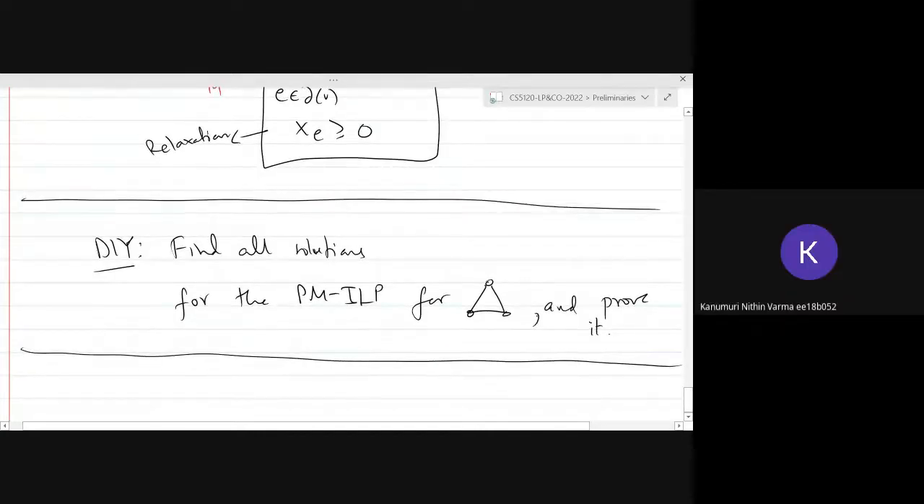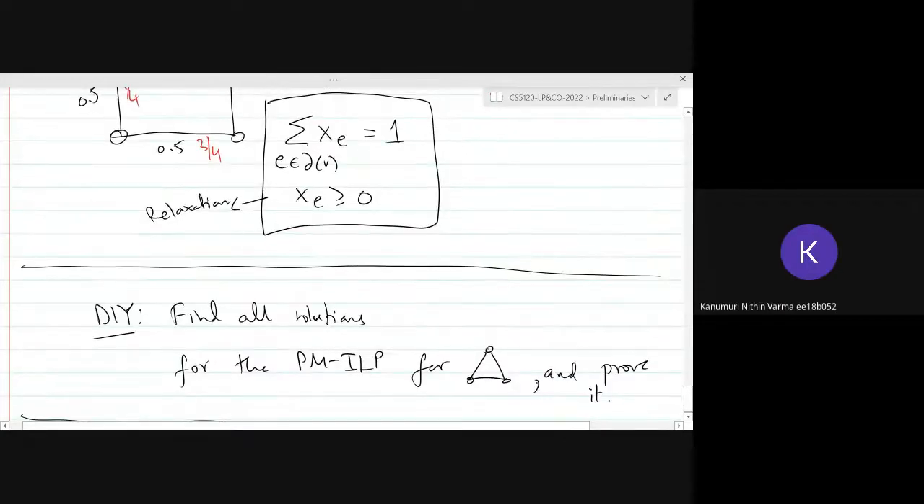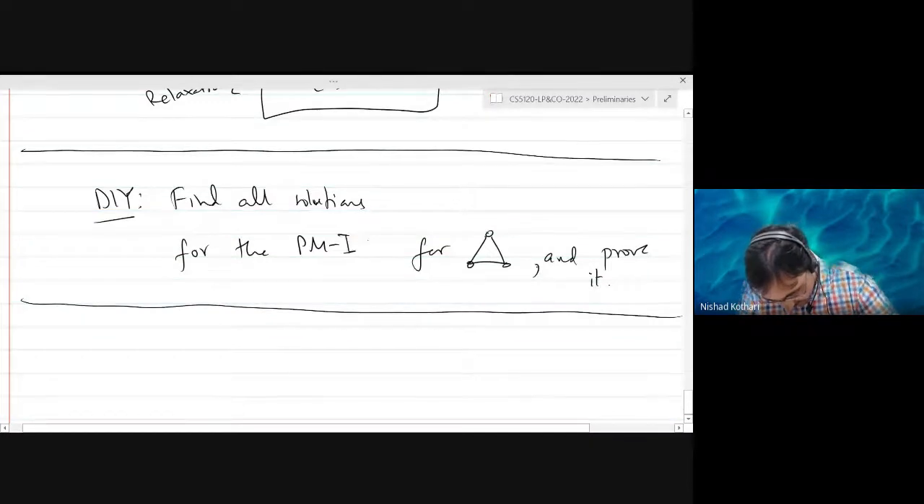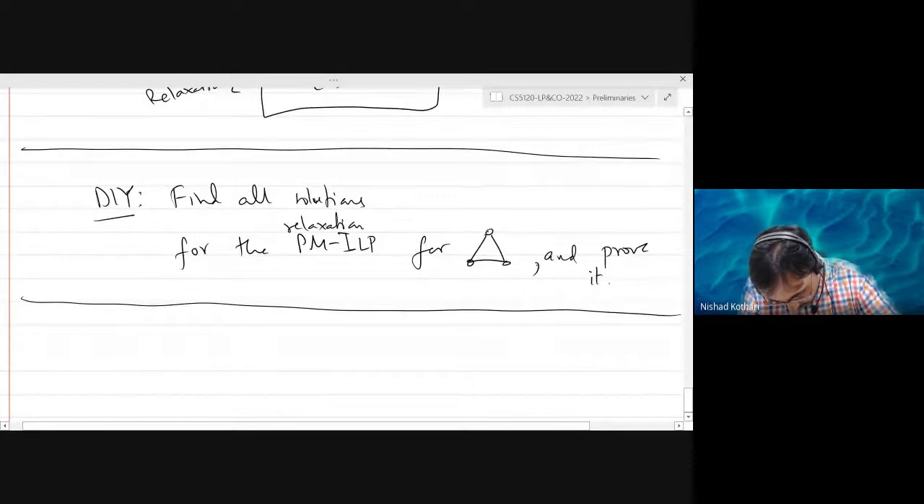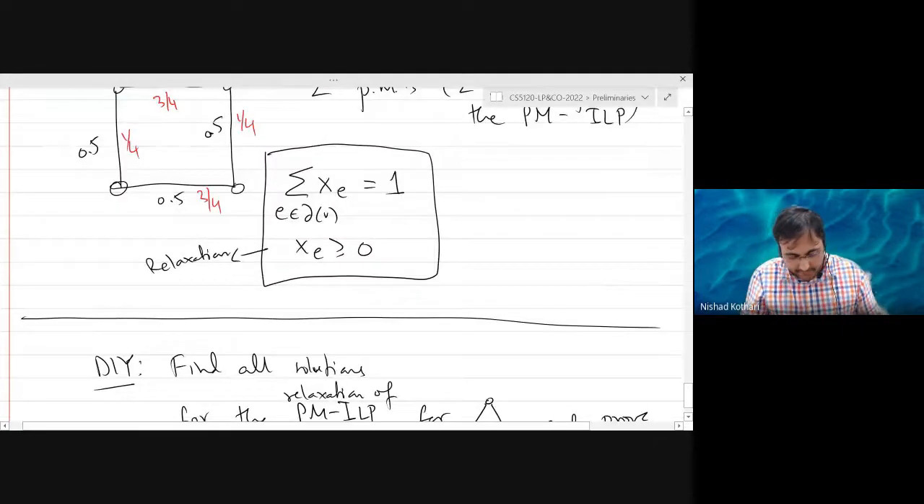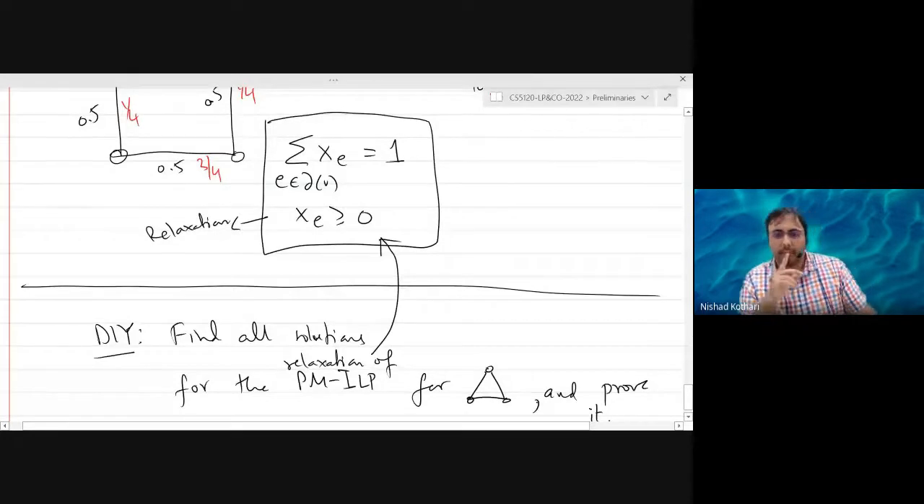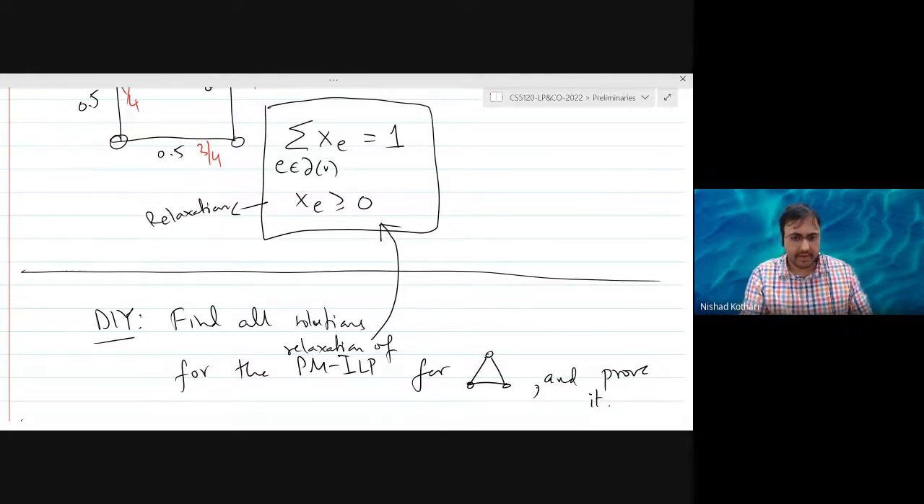So like one doubt. So do the values need to be rational or? Sorry, I meant ILP relaxation. My bad. For the relaxation of this perfect matching ILP, which basically means what we have written down here. Okay, so for this graph, consider this system of equations and inequalities and find all the solutions. Is the question clear?